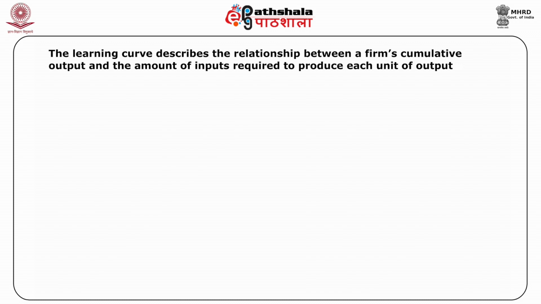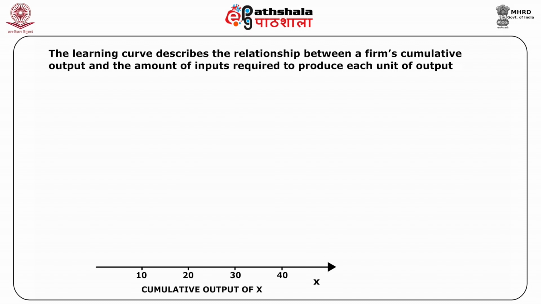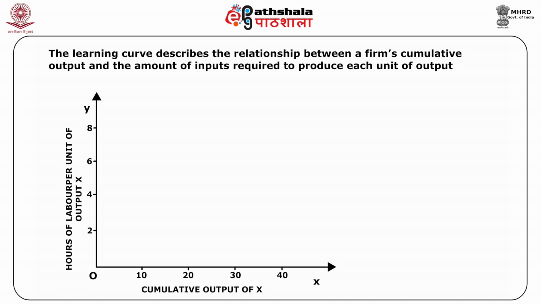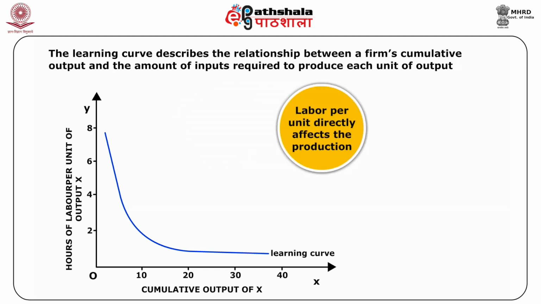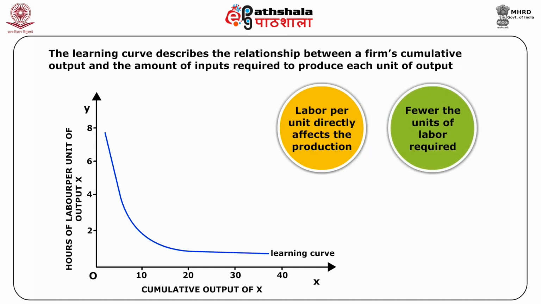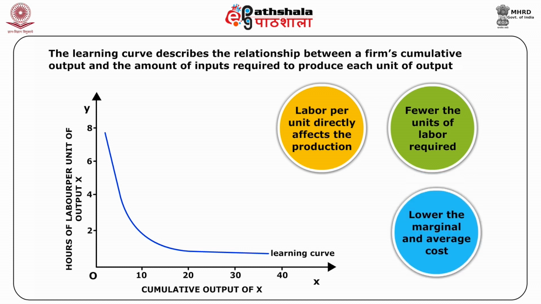each unit of output. The x-axis measures the cumulative output of x. The y-axis shows the number of hours of labor needed to produce 1 unit of x. The figure shows a learning curve for the production of commodity x. The labor input per unit of output directly affects the production cost because the fewer the units of labor required per unit of output, the lower the marginal and average cost of production.